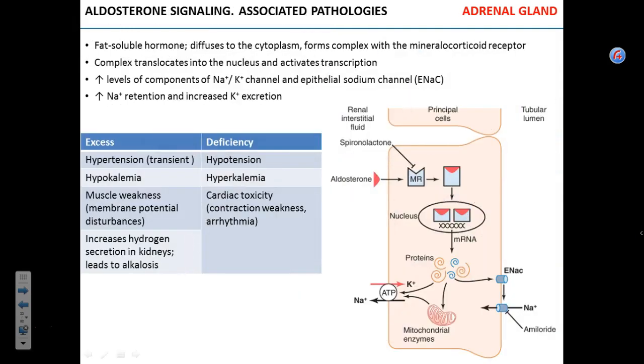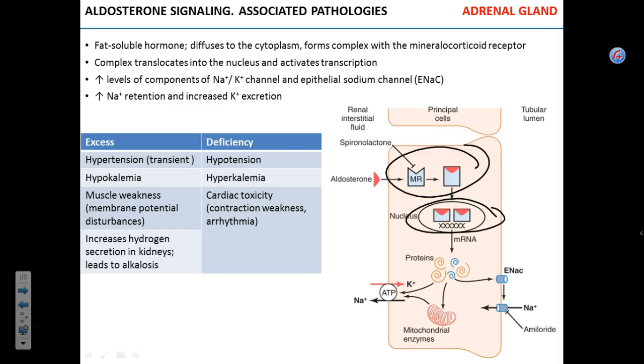So aldosterone is fat soluble. They're all fat soluble. Cortisol is fat soluble. Aldosterone is fat soluble. They're all based on cholesterol. Therefore, the receptor is inside of the cell. It's called mineralocorticoid receptor. Aldosterone binds the receptor, and the complex binds to the DNA.